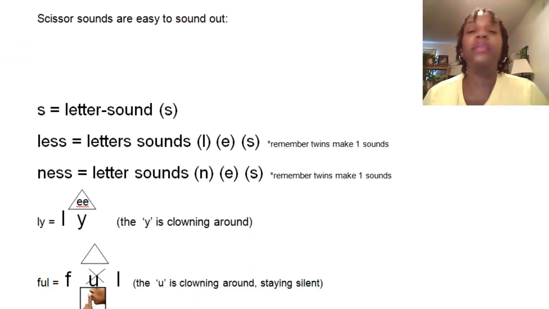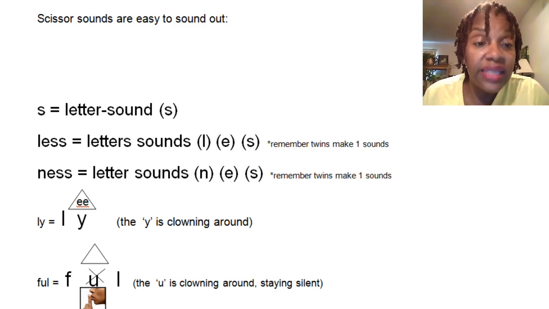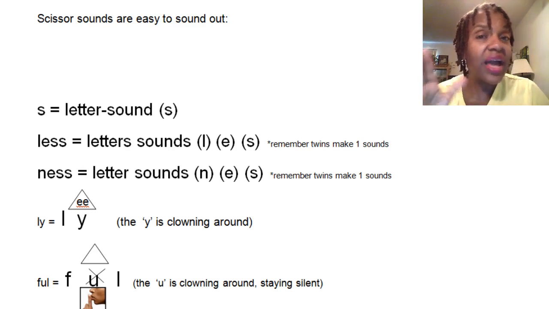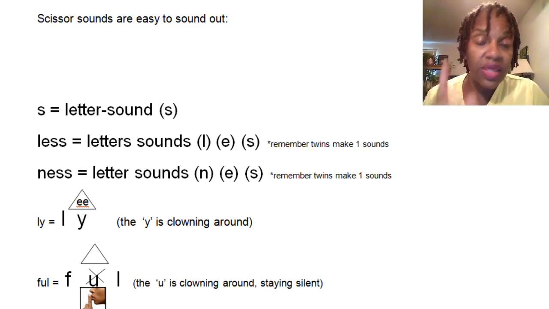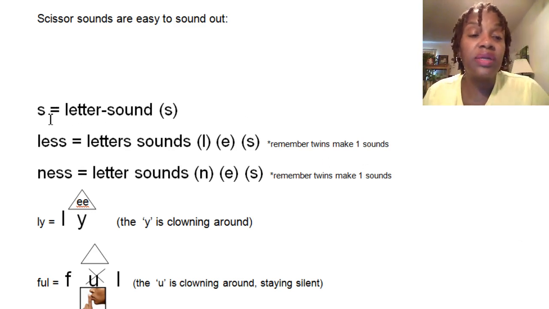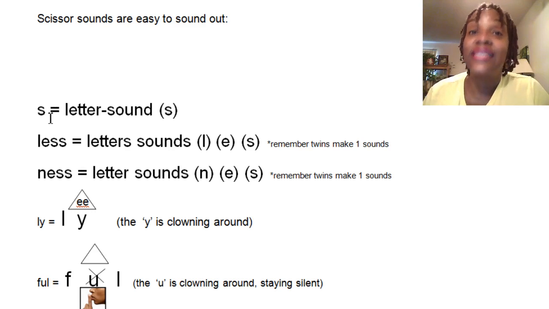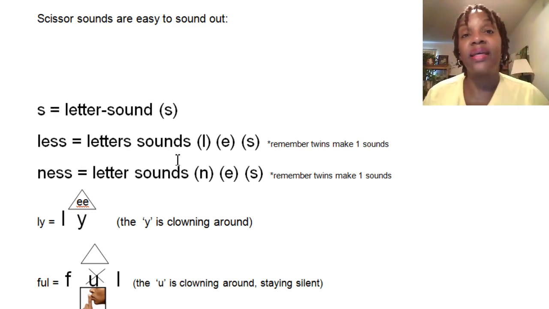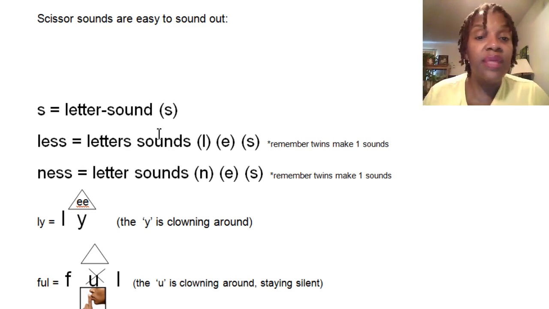Now, let me tell you a little something else about scissor sounds. They're really easy to sound out, and there's 5 basic scissor sounds. The very first one is the letter S. When you see the letter S at the end of a word, it makes the S sound like the letter S. And we're going to learn how to just cut off that S and sound out the small word that's left over. The next scissor sound that we're going to learn is spelled L-E-S-S.